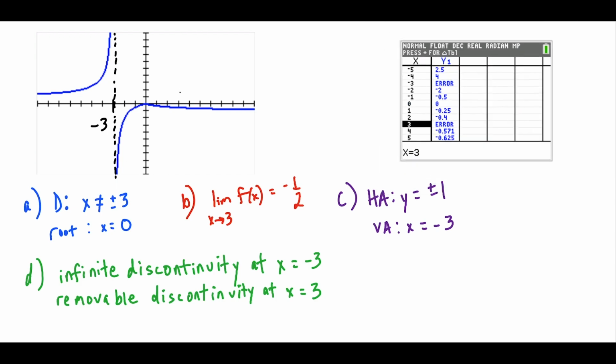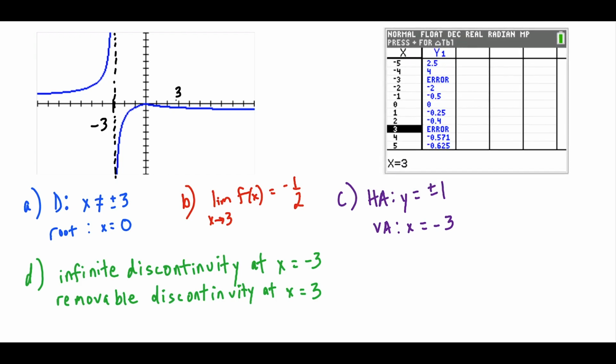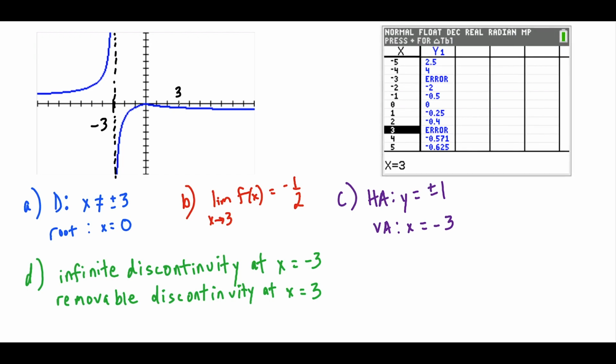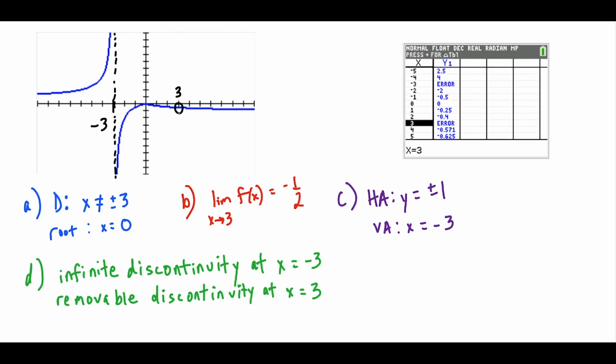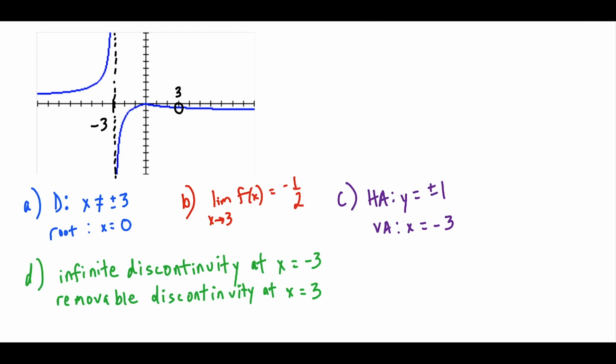At x equals 3, things are not as obvious, but if we look at the table alongside the graph, we'll see that there's an error at x equals 3, which means that this graph is going to have a hole in it at x equals 3, which also supports that we have a removable discontinuity at x equals 3.